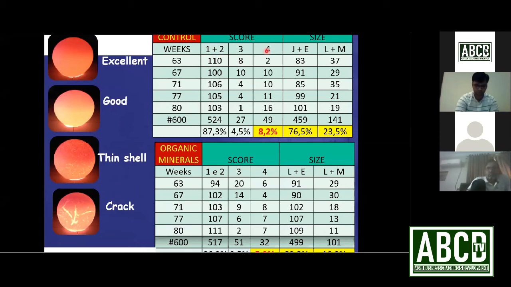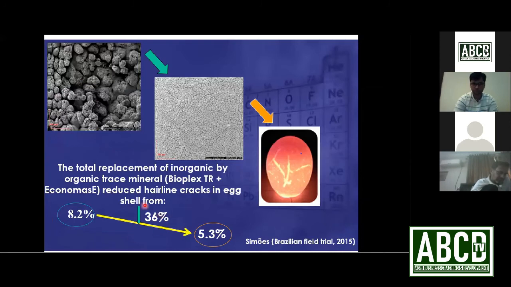So for the worst quality eggshell, by using this total replacement of inorganic by organic trace minerals, there was a drop in cracked eggs. And this drop can be translated to about 36%. So the total replacement of inorganic by organic trace minerals, Bioplex TR plus Economase, reduced the hairline cracks in eggs from 8.2 to 5.3.